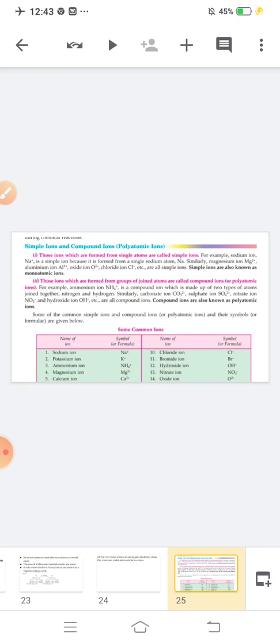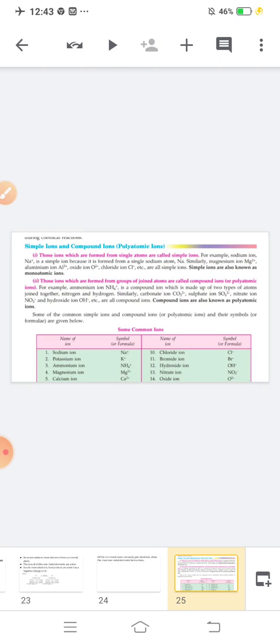Now, there are two types of ions: simple ions and compound ions. Simple ions are those formed from a single atom, like Cl minus, Al3 plus, O2 minus. They are all simple ions because they are monoatomic ions. Clear? But if they are formed from a group of joined atoms, they are called compound or polyatomic ions, because here more than one type of element is combining. Is this clear?